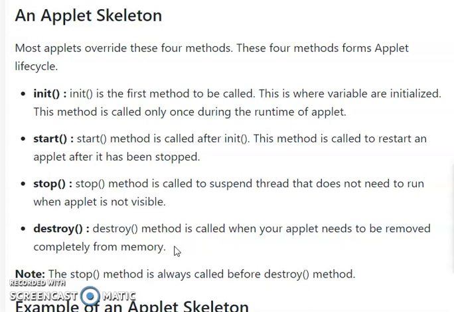And then stop. The stop method stops the applet and makes it invisible. This method can also be used to stop specific features in an applet such as animation. For example, the stop method runs when the user leaves the current web page. An applet can be invisible typically when a user moves to another web page or when the browser is minimized. And then destroy. The destroy method is called when your applet needs to be removed completely from memory.